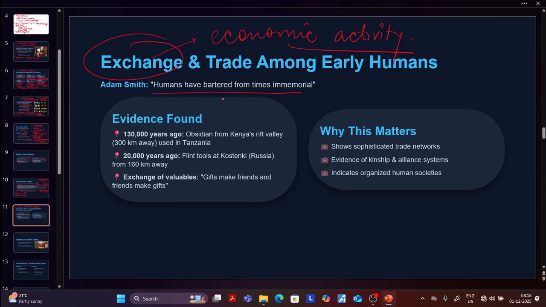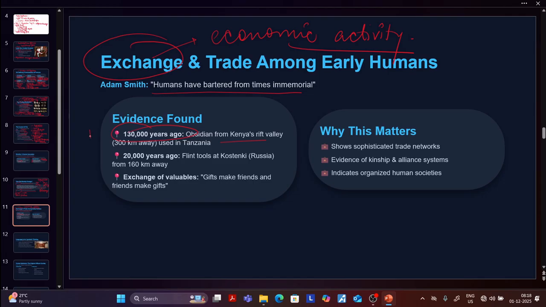What evidence do we have? First, around 130,000 years ago, obsidian from Kenya's Rift Valley, a material found only in specific locations, was being used in Tanzania. The material traveled 300 kilometers from source to use location. Why does this matter? It shows sophisticated trade networks. Groups in Kenya were producing obsidian tools, and these tools were being exchanged, passed from hand to hand across enormous distances. This required multiple groups cooperating, trusting each other, engaging in repeated exchanges.